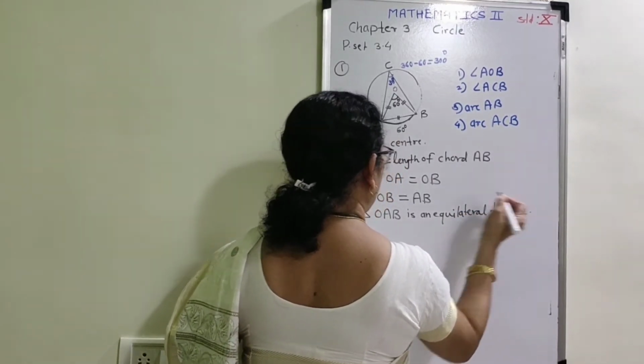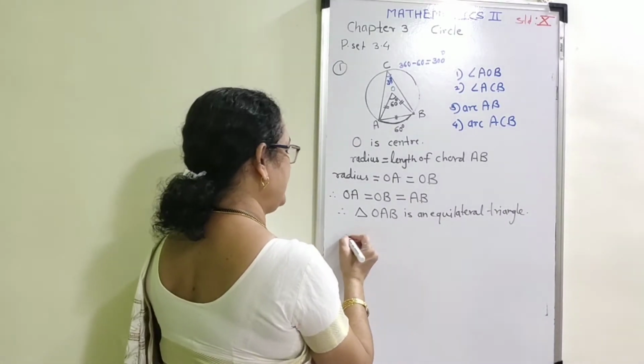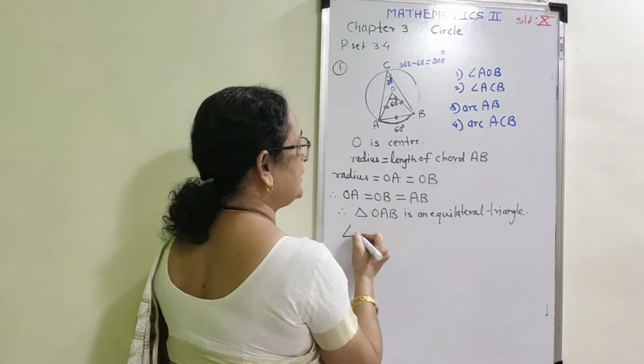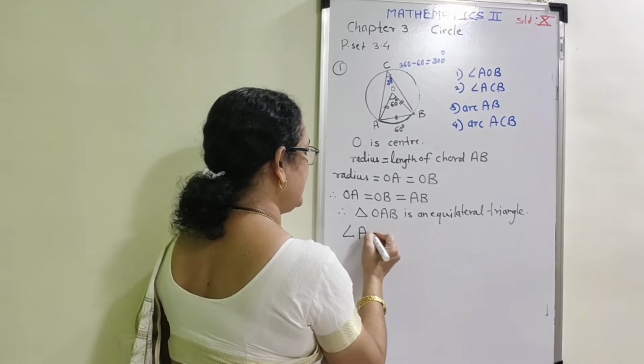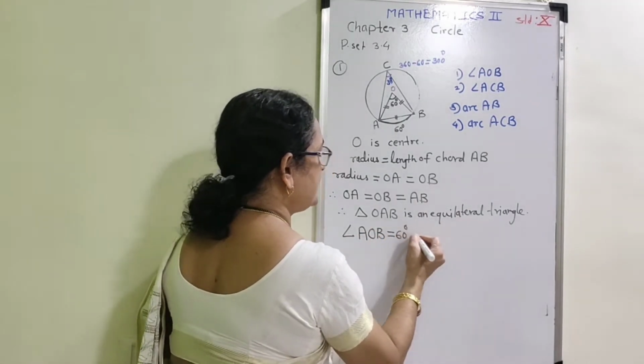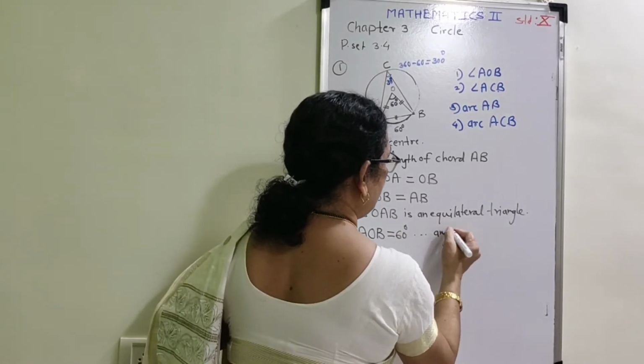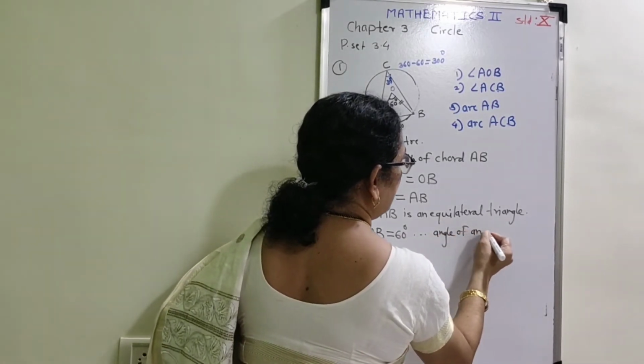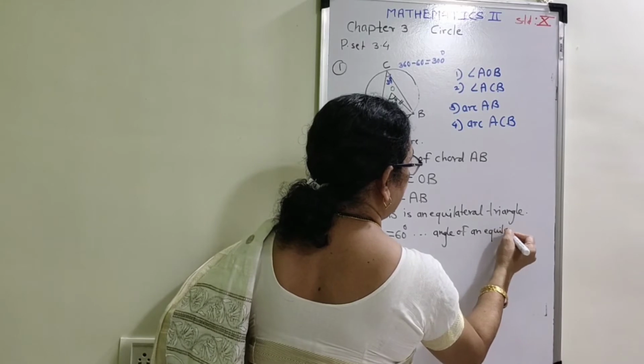Now we all know the property of an equilateral triangle, that each angle of an equilateral triangle is 60 degrees. Therefore angle OAB is equal to 60 degrees, angle of an equilateral triangle.